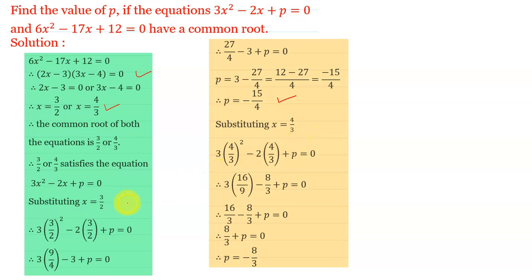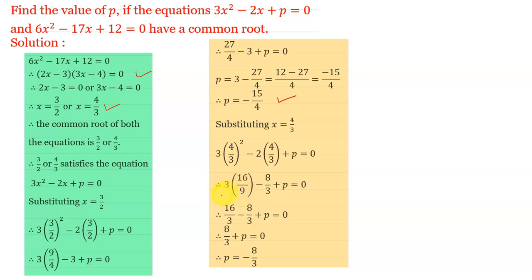Next, the other root we got, that is 4 by 3. We will substitute here. Okay, substituting the value, that is 3 into 4 by 3 bracket square minus 2 into 4 by 3 plus p is equals to 0. That's a square. 16 by 9 minus 4 into 2, 8 by 3 plus p is equals to 0. Next we will simplify. That is 3 into 16 by 9.